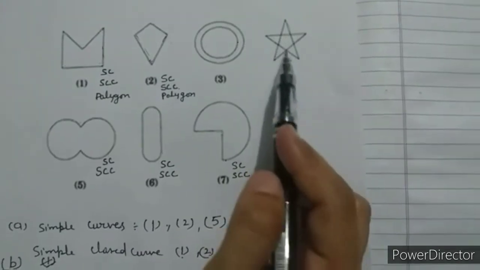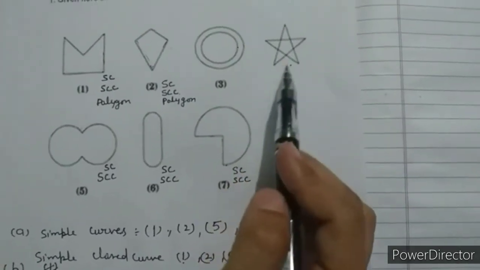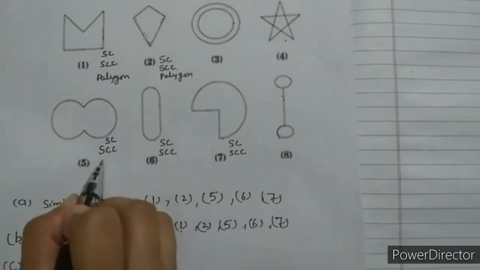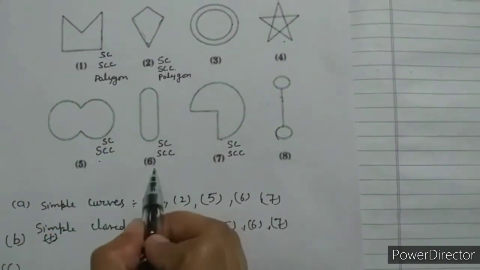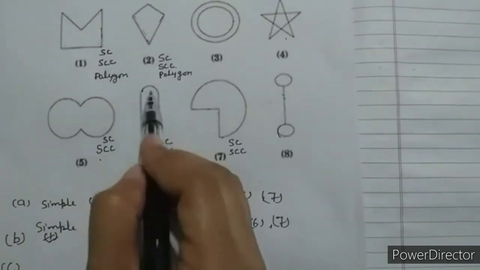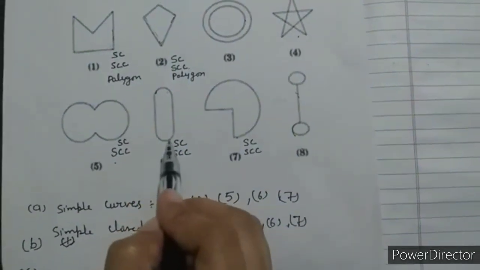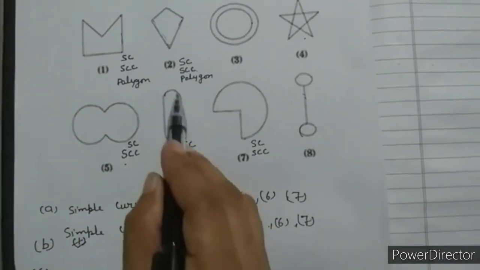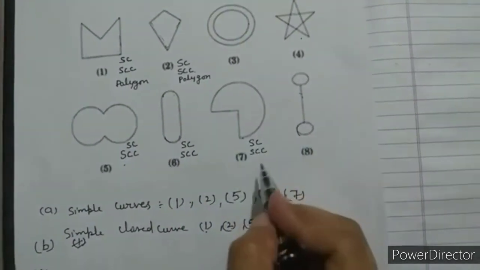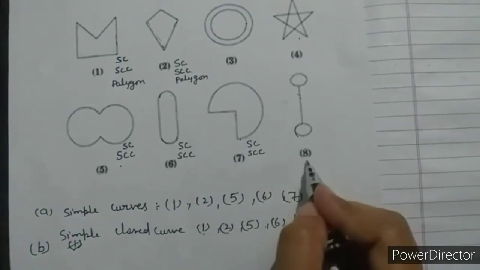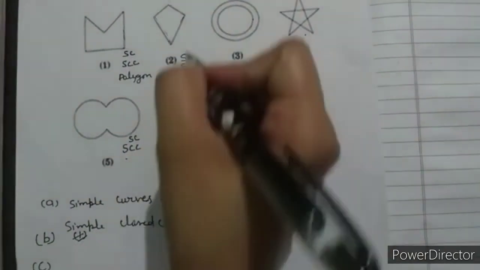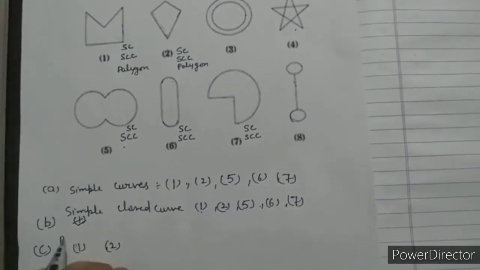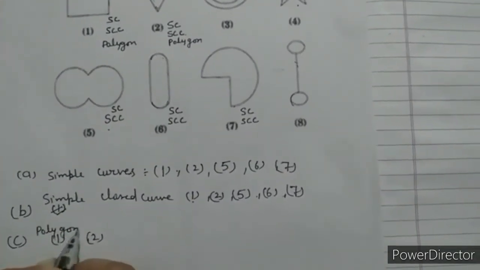This star has line segments, but it is not a simple curve. So it is not a polygon. Figure number 5 is not a polygon. Figure number 6 is also not a polygon because here we can see that this one is arc shaped. And again it is not a polygon. Figure 7 and 8 are also not polygons. So figure number 1 and figure number 2 come under polygon.